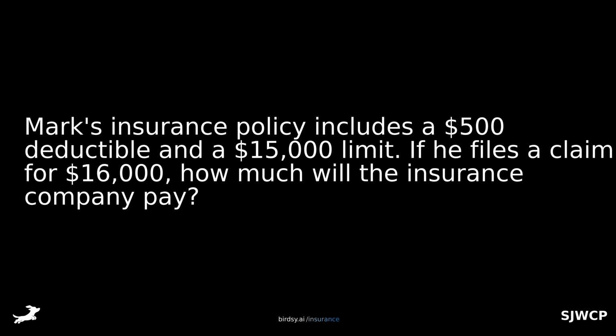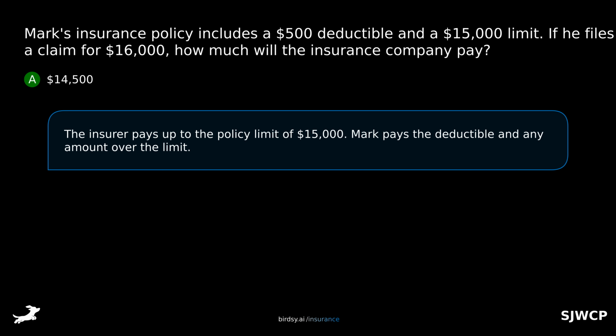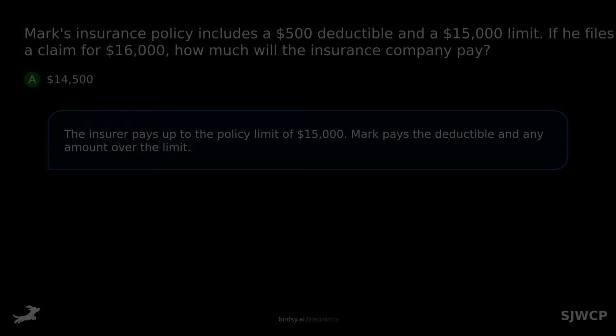Mark's insurance policy includes a $500 deductible and a $15,000 limit. If he files a claim for $16,000, how much will the insurance company pay? Is it A, $14,500, B, $15,000, C, $15,500, or D, $16,000? The answer is A, $14,500. The insurer pays up to the policy limit of $15,000. Mark pays the deductible and any amount over the limit.